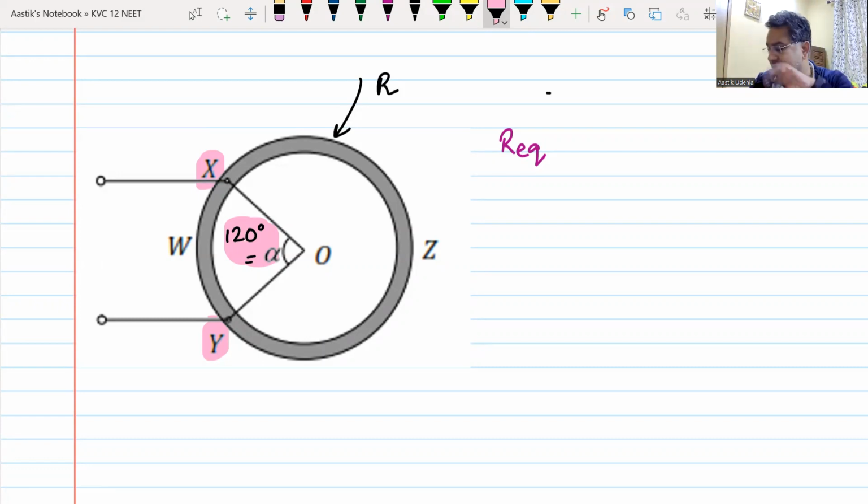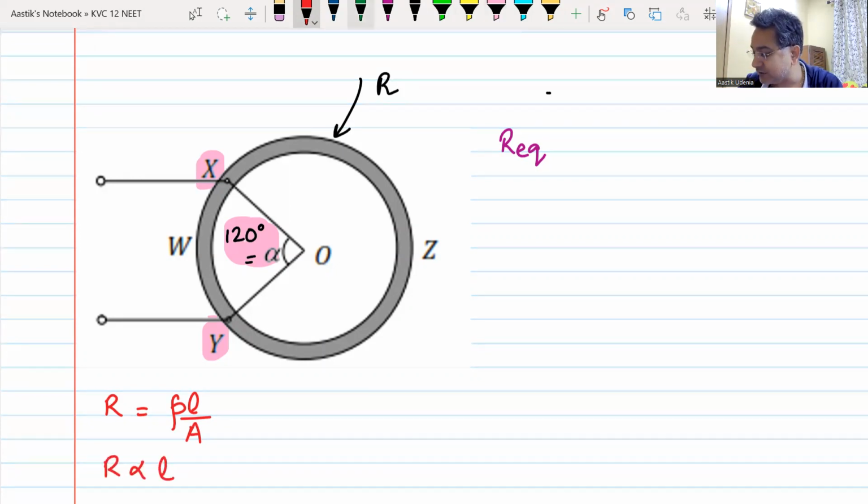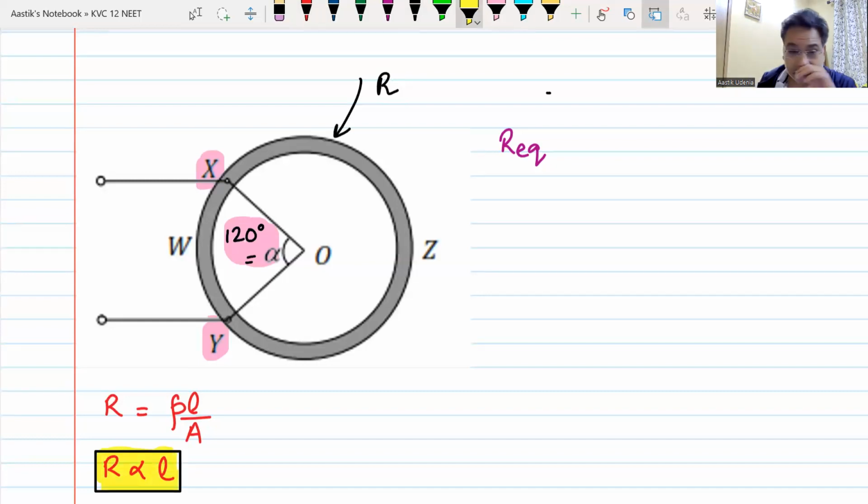Now see, any question that comes of this, you must know that resistance is rho L by A. You remember this formula of resistance? Yes, sir. Now, the wire is same, the area is same, the resistivity is same. So you can say resistance is directly proportional to the length of the wire. The part which has more length will have more resistance. The part which has less length will have less resistance.